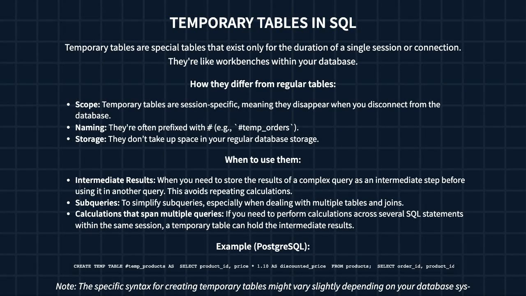Okay, let's talk about temporary tables in SQL. Think of them as little workspaces just for you during a single session with the database. They're different from regular tables. They don't take up permanent space and disappear when you close your connection. You often see them prefixed with a hash, like #temp_orders. They're super useful for storing intermediate results from complex queries, especially when you want to reuse those calculations in another query or simplify a multi-step process.